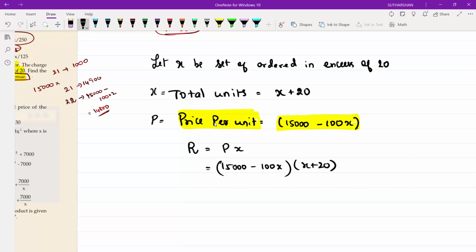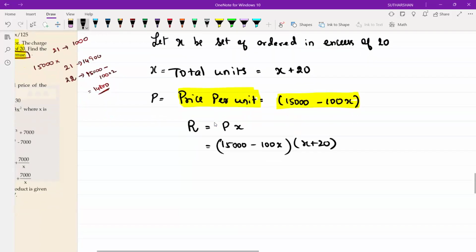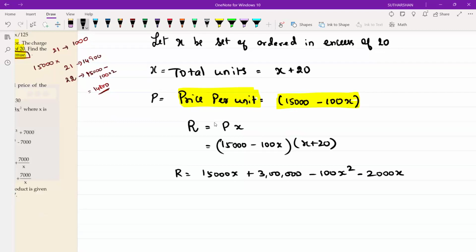Read and listen to this question carefully. Then I'm going to multiply. R is equal to 15,000 into x, which becomes 15,000x. 15,000 into 20 becomes 3 lakh. Then 100x into x becomes minus 100x square. Minus 100x into 20 becomes minus 2,000x. Minus 2,000x plus 15,000x becomes 13,000x plus 3 lakh minus 100x square. That's how I find my revenue. Are you able to understand? Till this point, everybody clear?